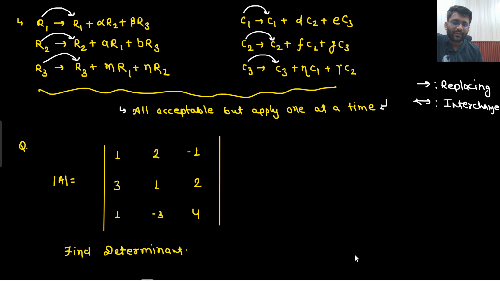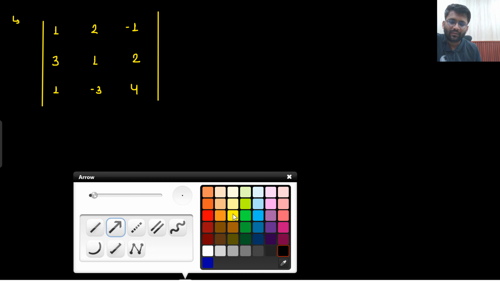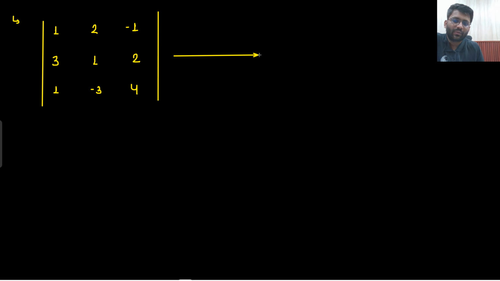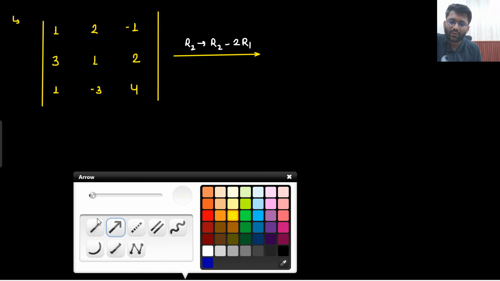What I sense is that if I replace R2 with R2 minus 2R1, won't I get R3? What I am saying, R2 should be replaced with R2 minus 2R1. This is our matrix. What operation am I applying? Why I am applying this operation, you will understand. Have some patience. R2 is replaced with R2 minus 2R1. So what will you be getting?